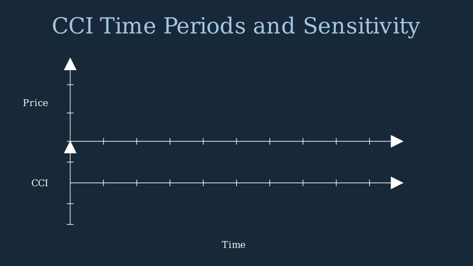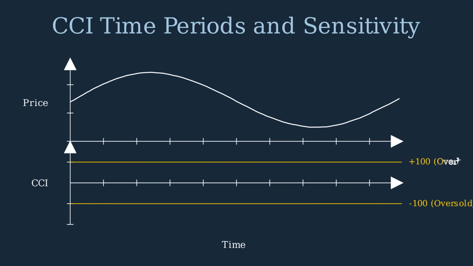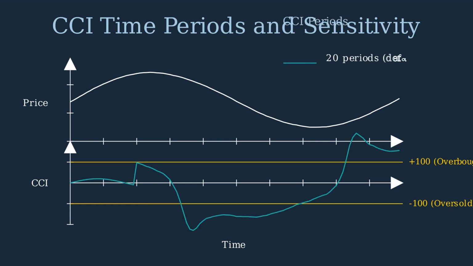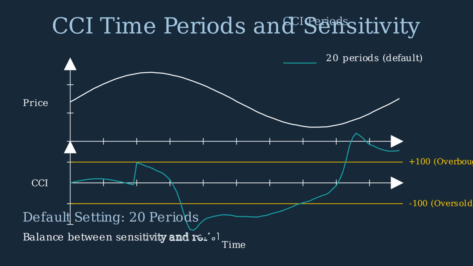The Commodity Channel Index, or CCI, can be adjusted to match different trading styles by changing its time period setting. Looking at the same price action, we can apply CCI with different period settings to see how sensitivity changes. The default setting for CCI is 20 periods. This provides a good balance between generating timely signals and avoiding excessive noise.